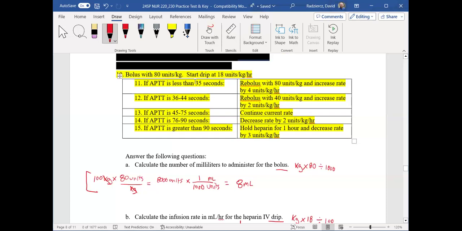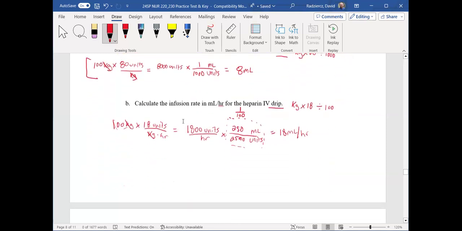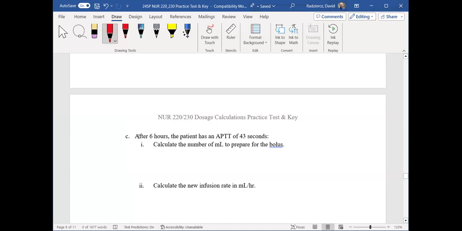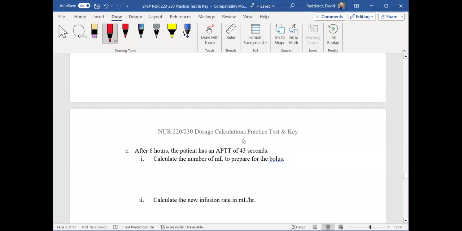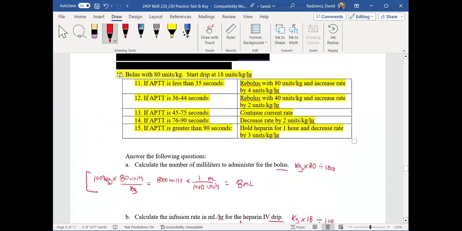All right. So for this, where it says the APTT, and it gives you some scenarios. So if you look at part C, it tells you after 6 hours, then we have a new APTT. So basically, we've reevaluated the patient, and we want to know, are they still bleeding like they were? Are they starting to bleed less? Are they starting to bleed more? What are we seeing? So their APTT is 43 seconds. So we're going to go back up and look for the range that has 43 seconds, and that happens to be step 12 of the protocol.